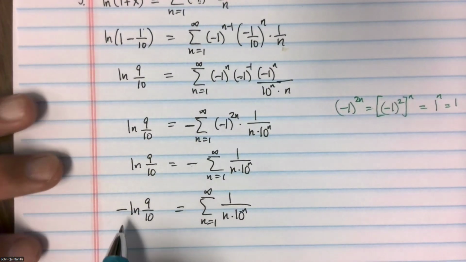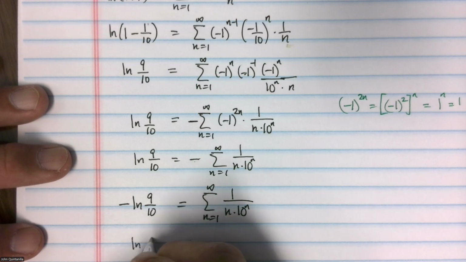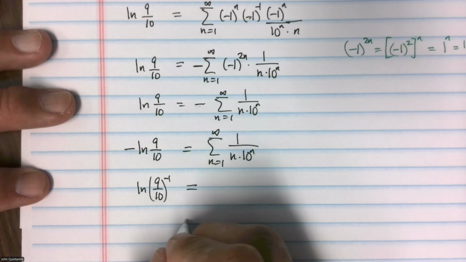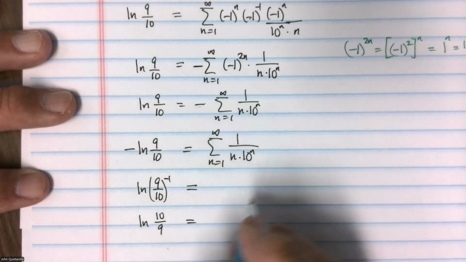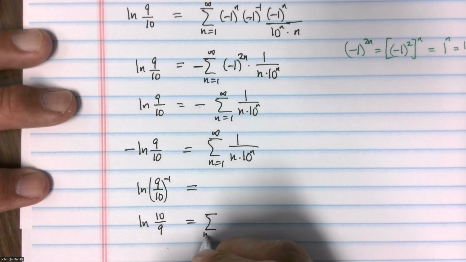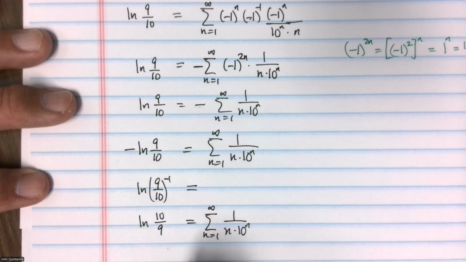Okay, and by one of the laws of exponents, I can rewrite this as natural log of 9/10 to the negative 1, or natural log of 10/9. And so the summation n equals 1 to infinity of 1 over n times 10 to the n converges to the natural log of 10/9.